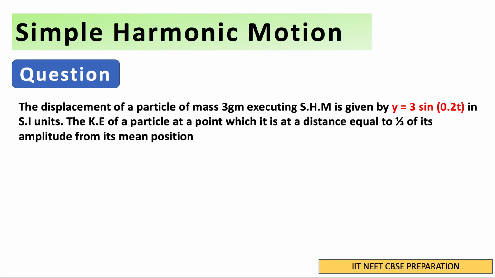Hi guys, in this video, let us take a look at this question. It says that the displacement of a particle of mass 3 grams executing SHM is given by y equal to 3 sine 0.2 t in SI units, and we need the kinetic energy of the particle at a point which is at a distance equal to 1 by 3 of its amplitude from its mean position. So what we need to find in this question is the kinetic energy of the particle.